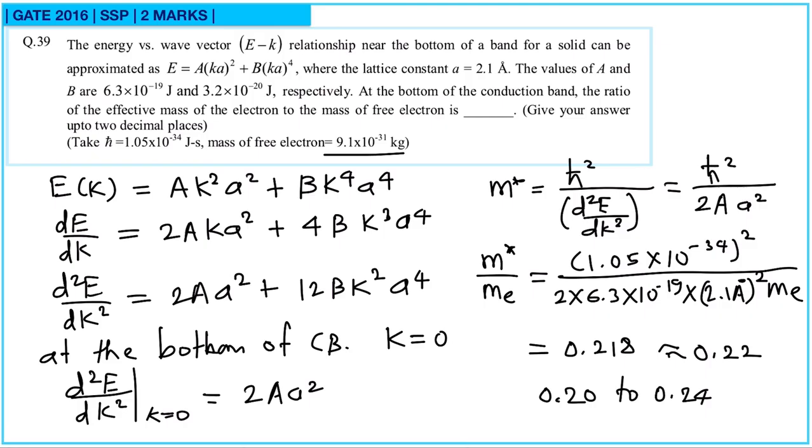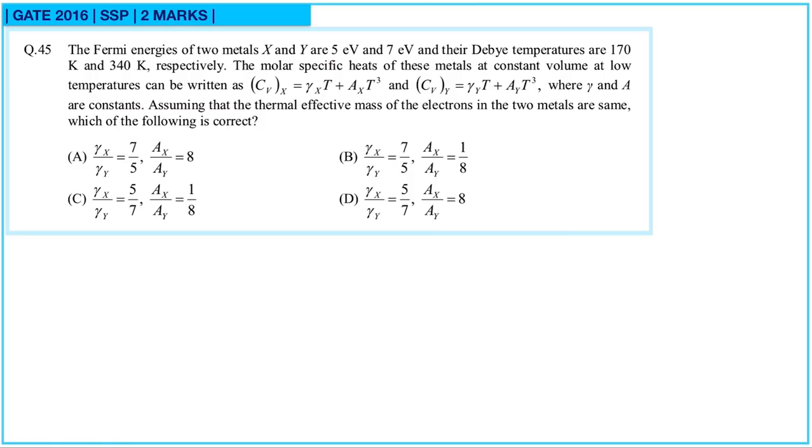Next question. The Fermi energies of two metals X and Y are 5 electron volt and 7 electron volt, and their Debye temperatures are 170 Kelvin and 340 Kelvin. The molar specific heats of these metals at constant volume at low temperature can be written as Cv of X is gamma x T plus a x T cubed, Cv of Y is gamma y T plus a y T cubed, where gamma and a are constants. Assuming that the thermal effective mass of electron in the two metals is the same, which of the following is correct?